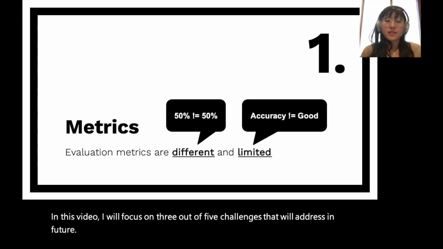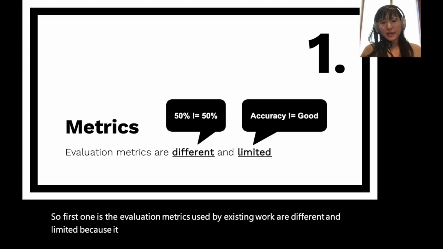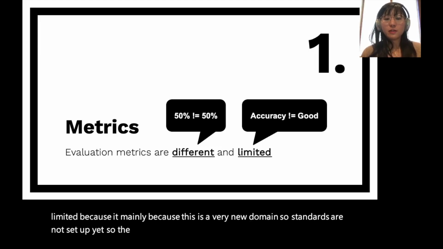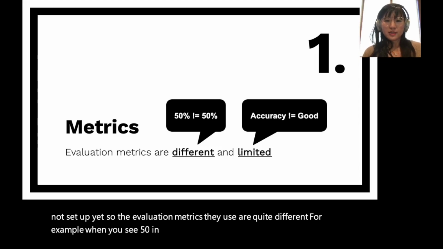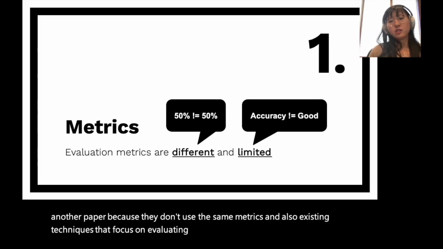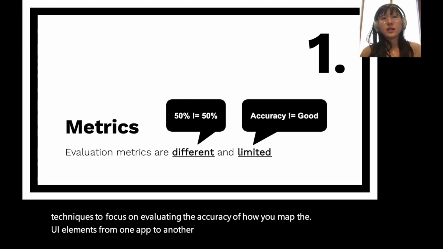So the first one is that the evaluation metrics used by existing work are different and limited, mainly because this is a very new domain, so standards are not set up yet. So the evaluation metrics they use are quite different. For example, when you see 50% in one paper, it doesn't mean the same 50% in another paper because they don't use the same metrics. And also, existing techniques focus on evaluating the accuracy of how you map the UI elements from one app to another, but the accuracy metric doesn't really mean the generated test case is really good.